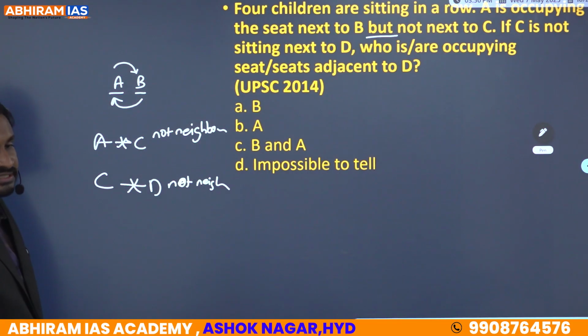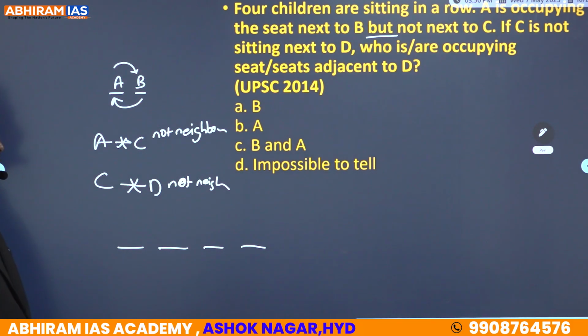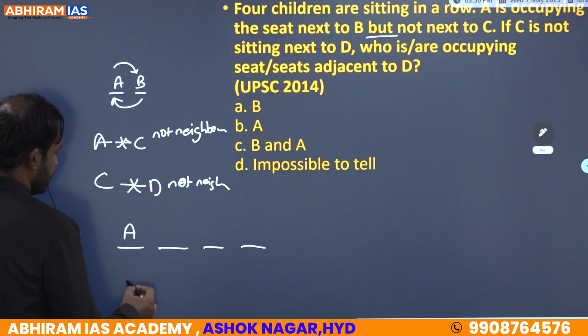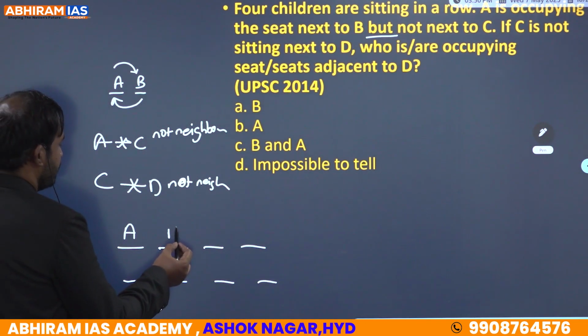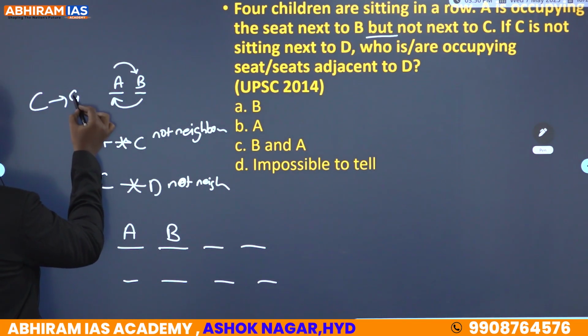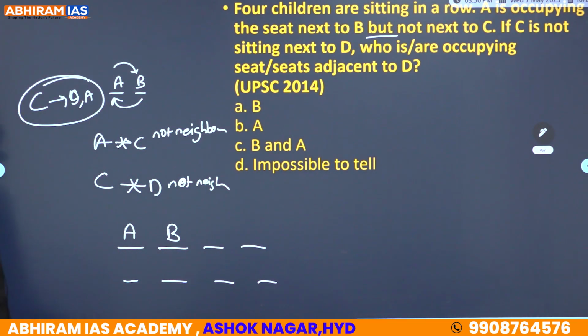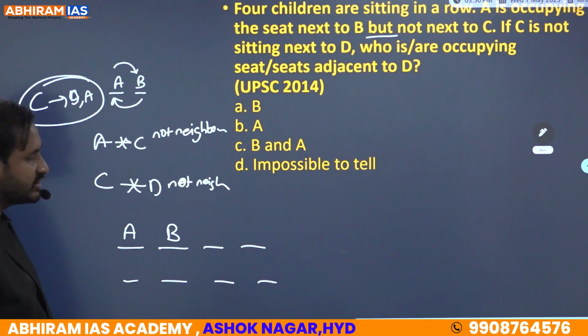Who are occupying the seats adjacent to D? Now we will see. Total how many children are there? Four are there. Very clear that A and B are neighbors, but not next to C. Now, for example, if I take A here, I will take all the chances, students. A, B will become here, or else B and A will be interchanged. Now, A and C are not neighbors, C and D are not neighbors. That means definitely C should be at one of the ends, and beside him I should have D.